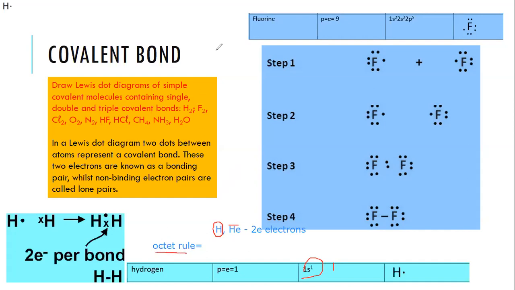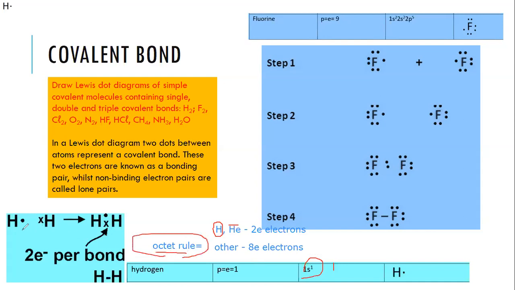What can we say about other elements? All other elements need to have 8 electrons in their last energy level. If they have 8 electrons, they will become like noble gases and they will become stable. That's why they want to make chemical bonds. That's called the octet rule.